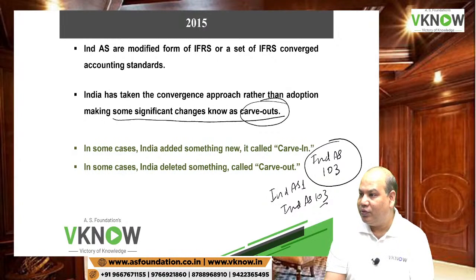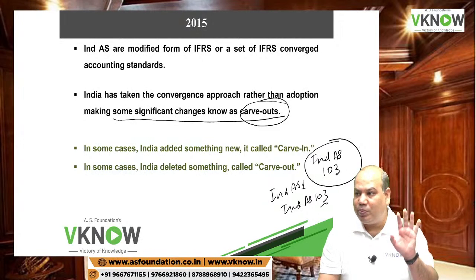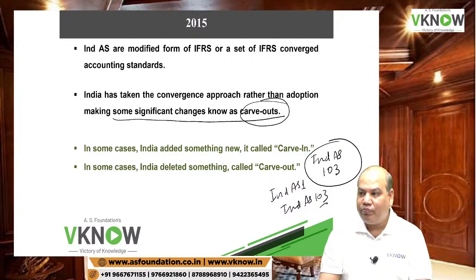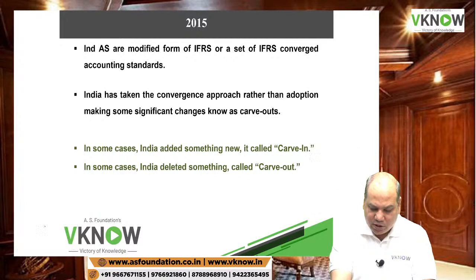Then Ind AS 103, a simple example would be, internationally if there is a profit on business combination, that is, you pay less purchase consideration and the value of the net asset is more, it is called gain on bargain purchase. That gain on bargain purchase in IFRS will be shown in P&L account as other income, and what we will do in India, we will show it in capital reserve, so that it can't be distributed as dividend. So that is one example of carve out. Some more examples we will discuss in the chapter when we come to that.